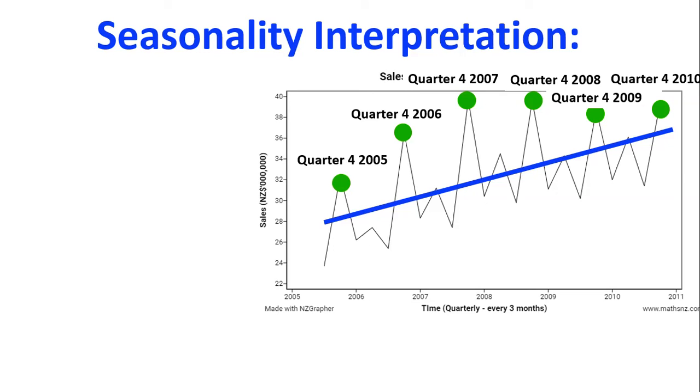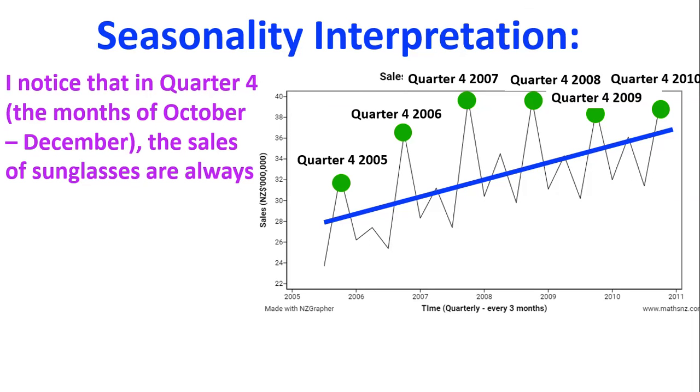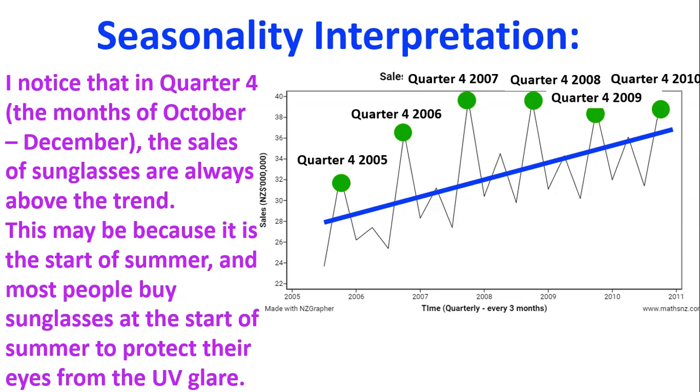We'll find with quarter 2, some will be above, some will be below, some will be around the trend. So there's some variation there, and that can be a good pattern to talk about, but I particularly like to go for the highs and the lows, essentially. So in this case, I'm noticing that quarter 4, which is October through December, the sales of sunglasses are always above that trend line. And that might be because it's the start of summer and people are buying that to protect their eyes from that UV glare. So there's an example of some seasonality interpretations.